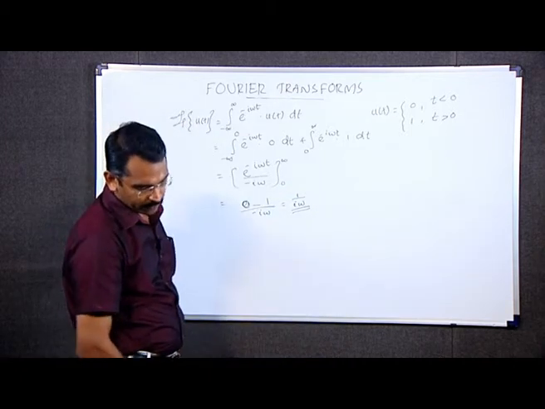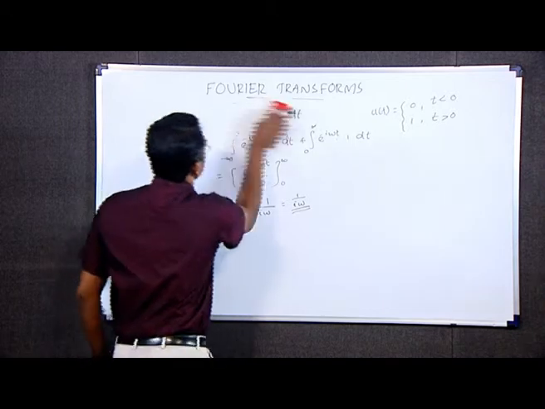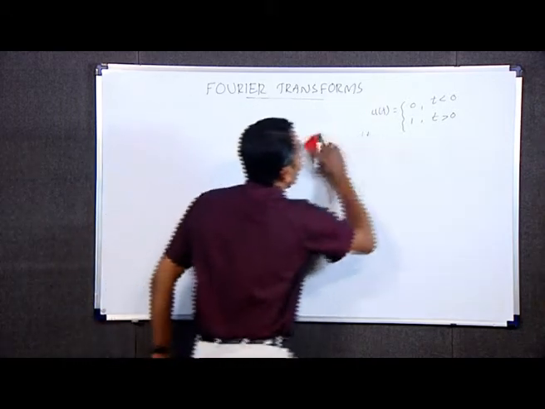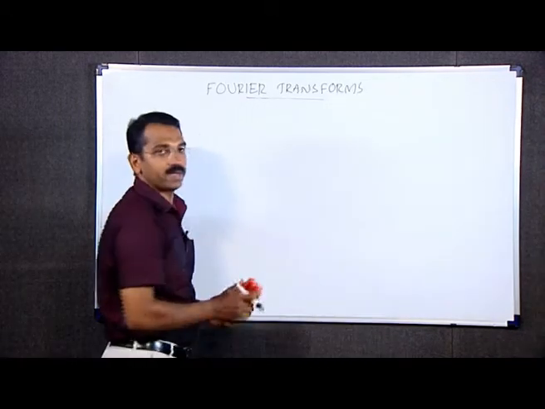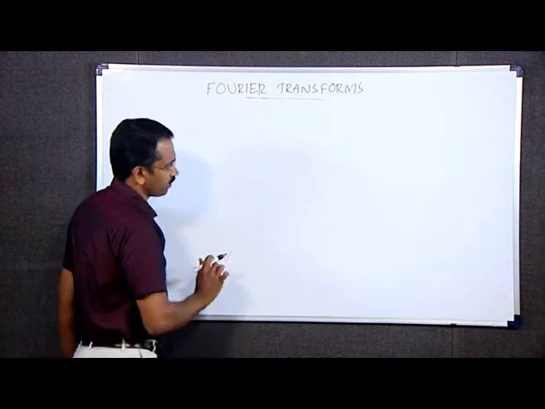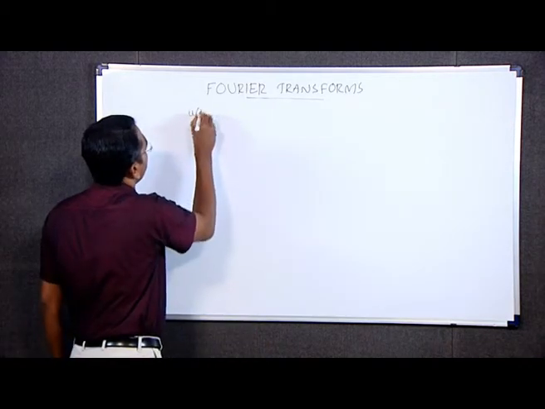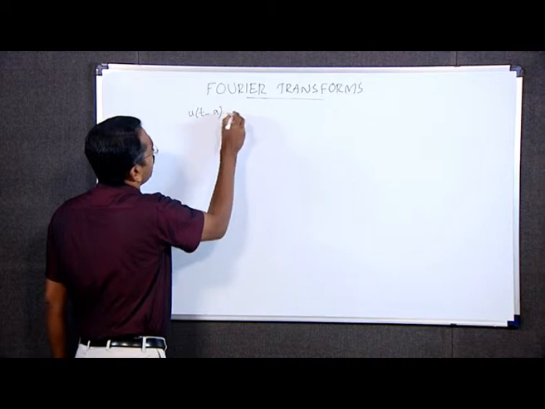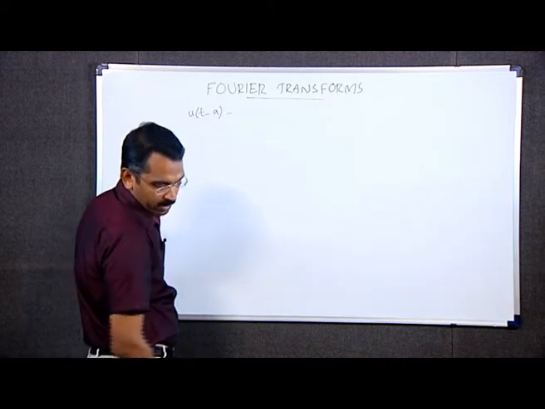Now consider this function: u of t minus a minus u of t minus b.